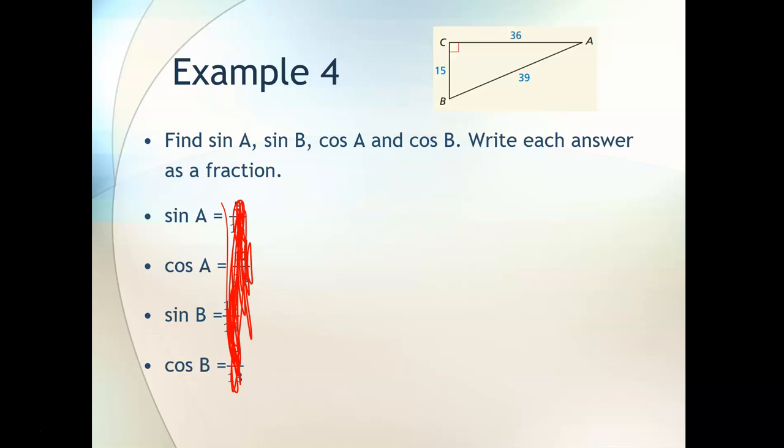Okay. So if I look, here is A. Where is my opposite? Which one? Opposite is the one that doesn't touch this. So the 15. Where is my hypotenuse? And my adjacent? Then sine is opposite over hypotenuse. So what numbers would I want? Sine is opposite over hypotenuse. So opposite is.